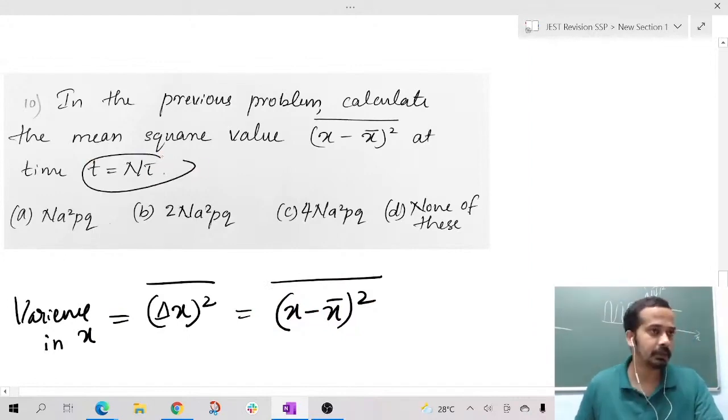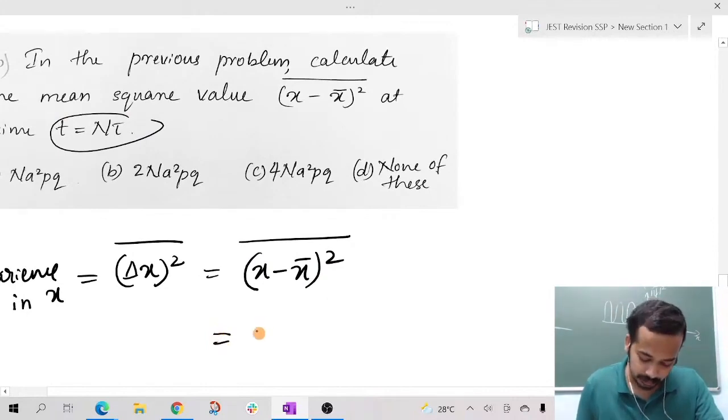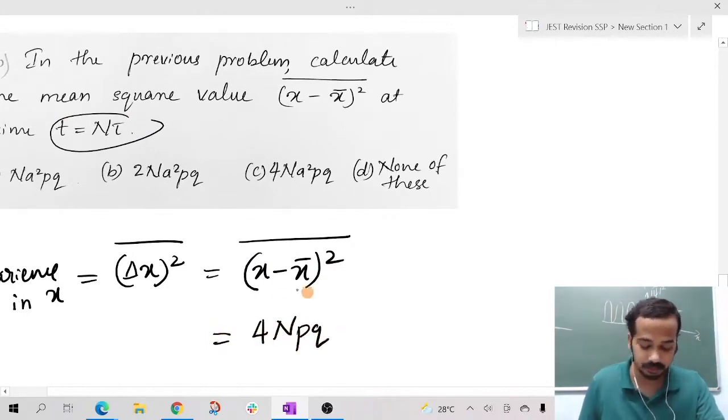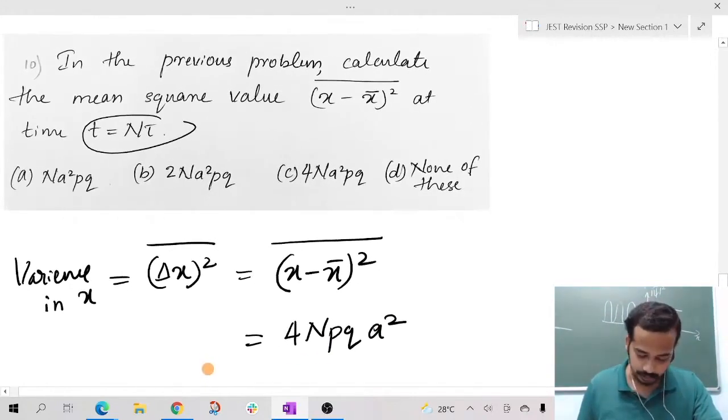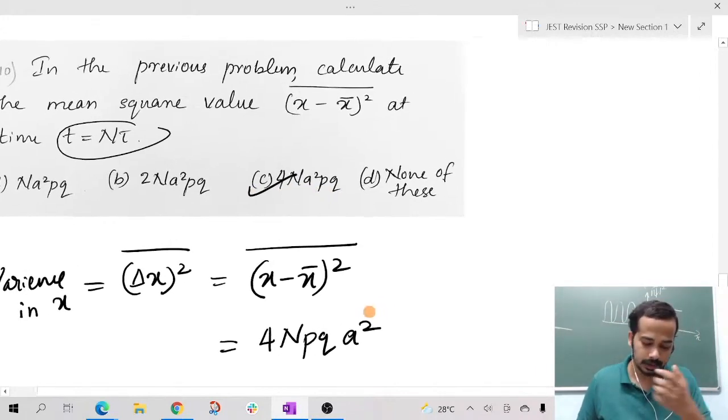What is this one? Does anybody remember this one? As I remember, this is equal to 4 n p q times distance square, because this should be of the order of distance square. You can go for the dimensional check. So a square. I think we derived this one in class. Yes, sir. He has given p q as it is. So 4 n p q a square. Is that okay? That's what you can say.